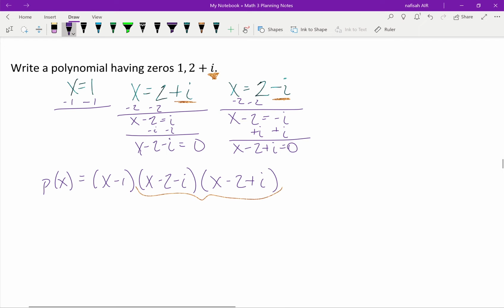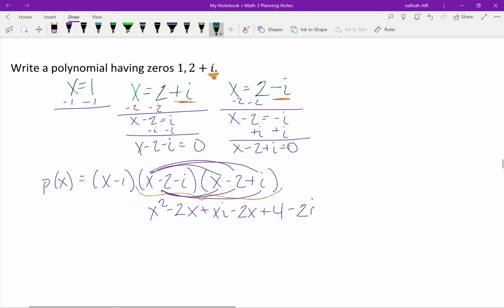I'll have x times x, which is x squared, x times negative 2, negative 2x, x times i, plus xi. I'll then take the negative 2 and multiply it by everything. Negative 2 times x, negative 2x. Negative 2 times negative 2 is positive 4. Negative 2 times i, negative 2i.